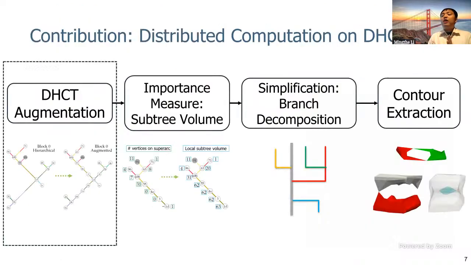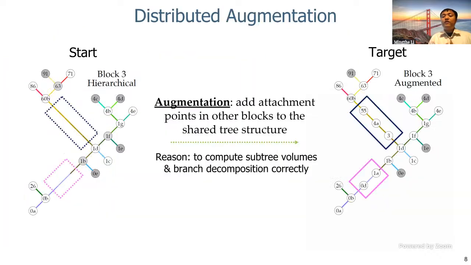So here is the pipeline of our contribution to extract important contours using the DHCT. And the first step is the augmentation. The goal of the augmentation is to add attachment points in other blocks to the shared tree structure, because we notice that without the attachment points on the shared superarc, we cannot compute the subtree volume or the branch decomposition correctly.